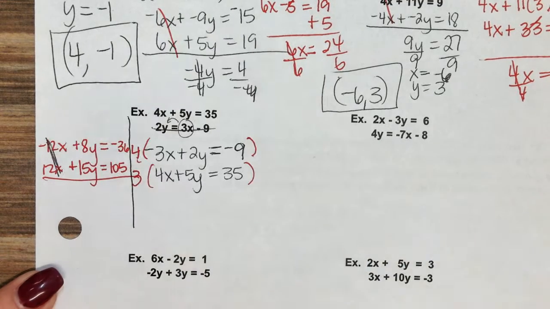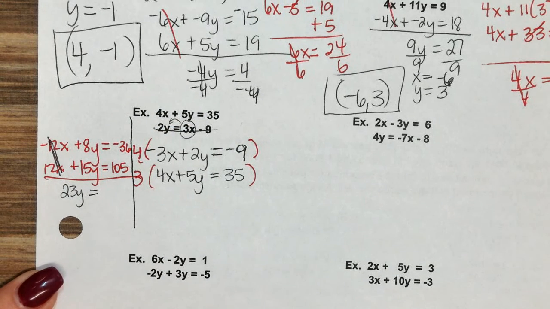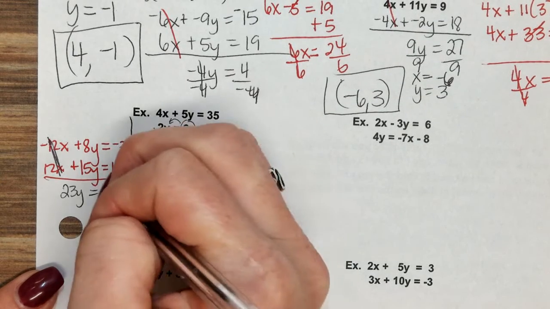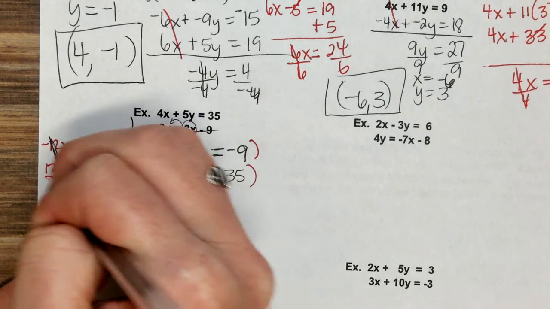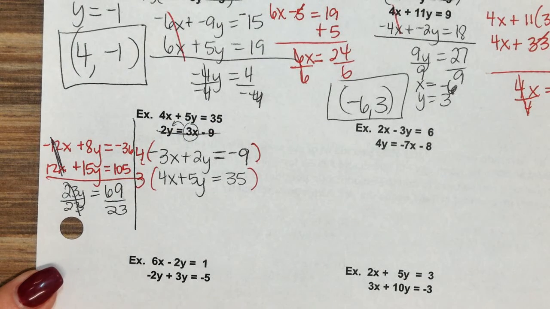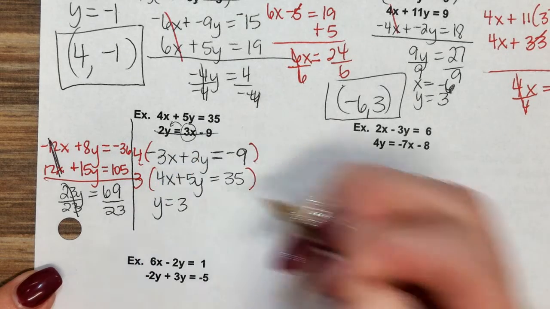Okay, that cancels out. 8 plus 15 is 23, and negative 36 plus 105 is 69. And then I'm going to divide by 23, and I get 3. So the value of y is 3.